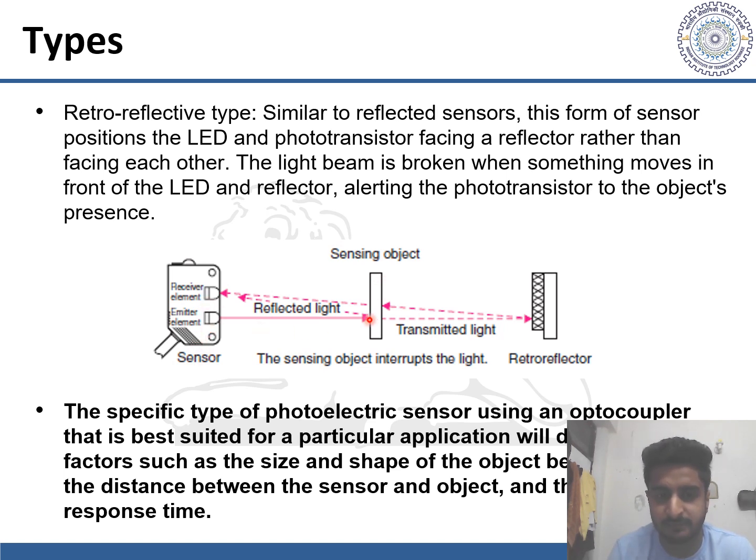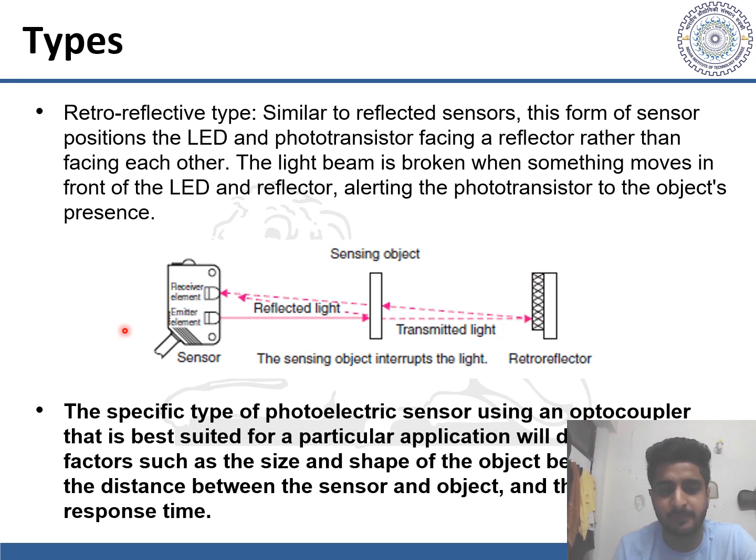However, the sensing object is placed between the sensor and the reflector. And how this object basically changes the characteristics of the reflected light in terms of the transmitted light tells us what are the characteristics and properties of the sensing object.